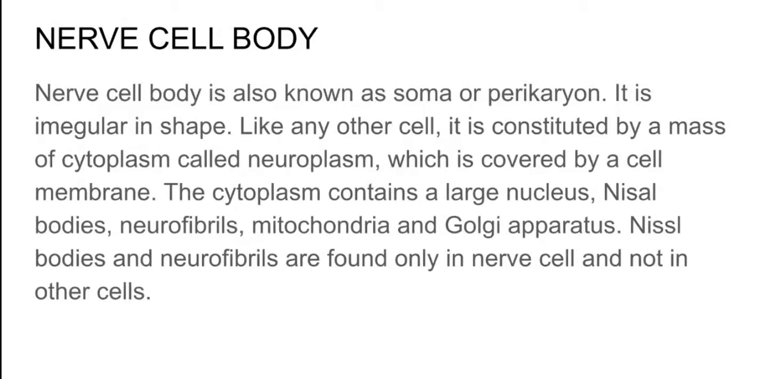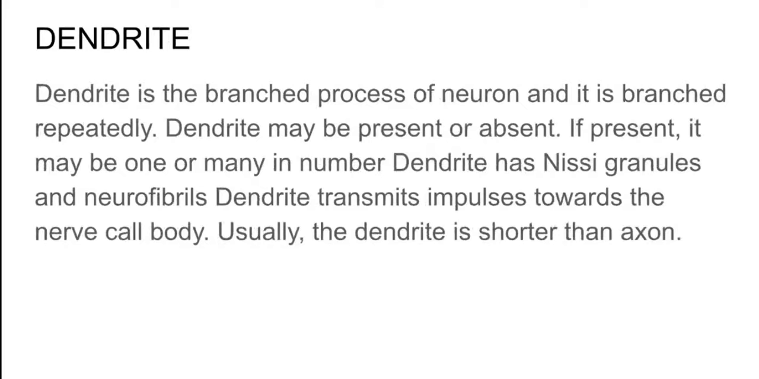The cytoplasm contains a large nucleus, Nissl bodies, neurofibril, mitochondria, Golgi apparatus. Nissl body and neurofibril are found only in the nerve cell and not in the other cell. Dendrites.